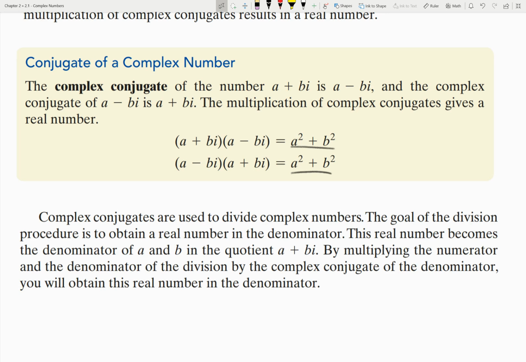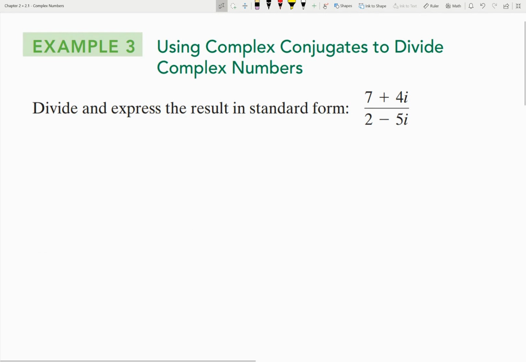The goal is to get a real number in the denominator. We don't want to leave a radical in the denominator. i is the square root of negative 1, so we don't want to leave that in the denominator. To get a real number there, you would just multiply the denominator by the conjugate to turn the imaginary number into something that is real. Okay, let's see how it works.